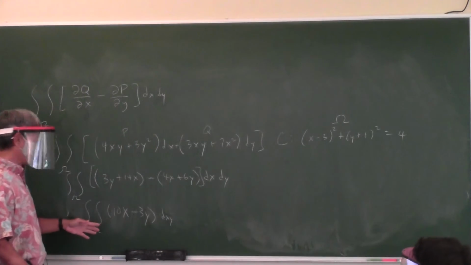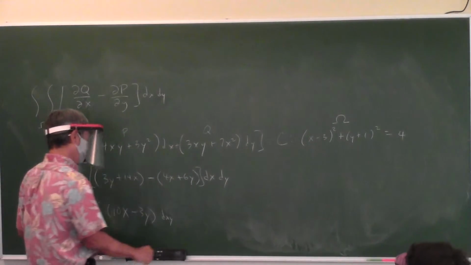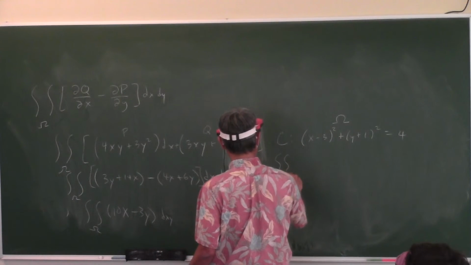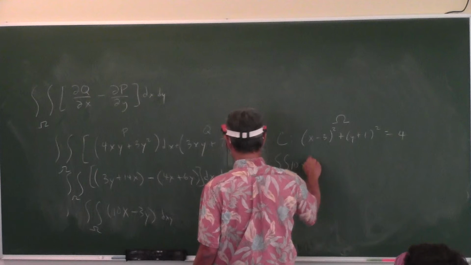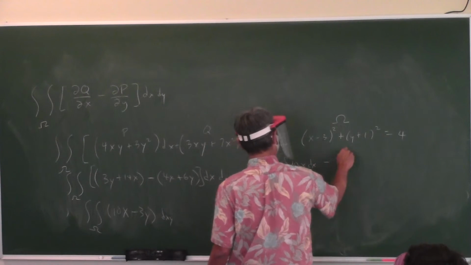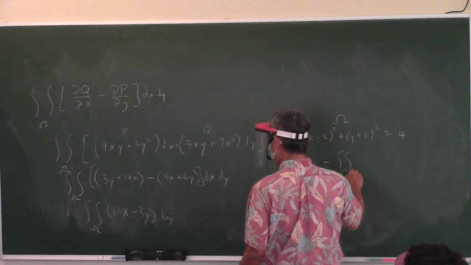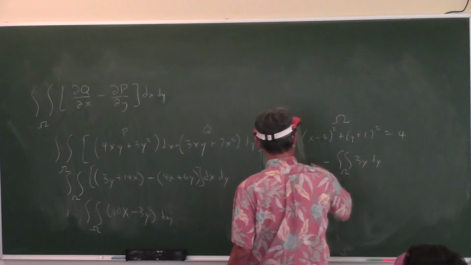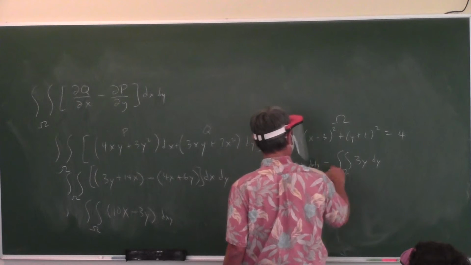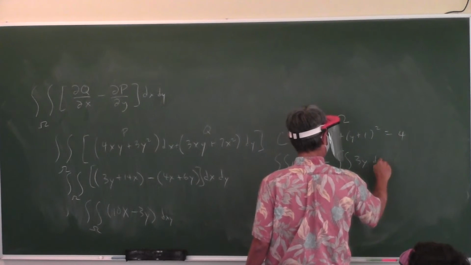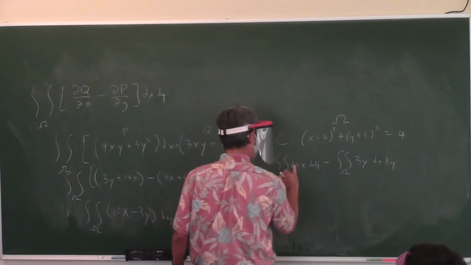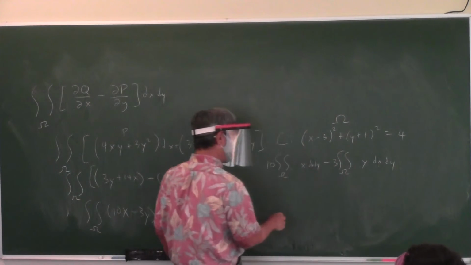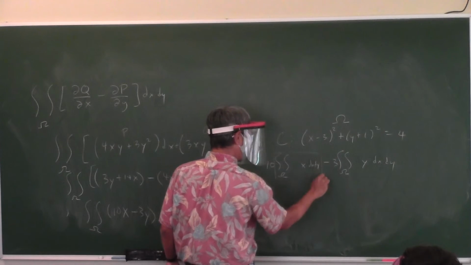And then we can separate this into two integrals, yeah? So where am I going to fit this in? Over here. So we got a double integral over omega of 10x dx dy minus the double integral over omega of 3y dx dy. And then of course, you can take the 10 and put it outside the integral. Same thing with this 3. And then you look at this, look at that.